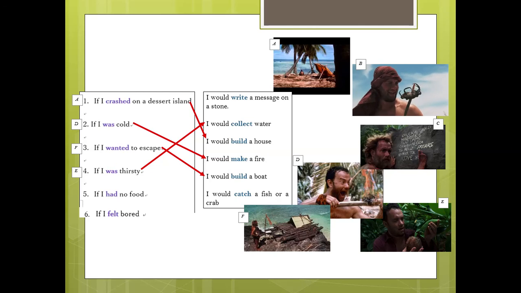If I had no food, perfect, I would catch a fish or crab. Picture B. If I felt bored, I would write a message on a stone. Picture C. Excellent.